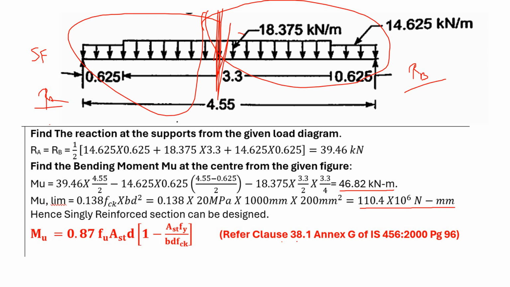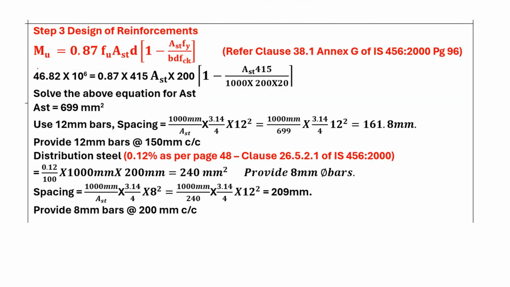Now refer clause 38.1 of Annex G to calculate the Ast. So this Mu you substitute here. Then you will get the Ast. So finally, if you substitute the value of moment in this equation, you will get the Ast. So this is the Ast, 699 millimeter square.